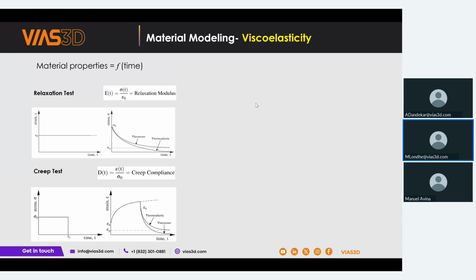Another important characteristic is viscoelasticity. Basically, viscoelasticity means your material properties are a function of time. In viscoelasticity, two tests are very common: the relaxation test and the creep test. In the relaxation test, we apply a constant strain, keep the sample at the fixed strain, and check how the stresses vary. We observe the stresses decreasing over time.